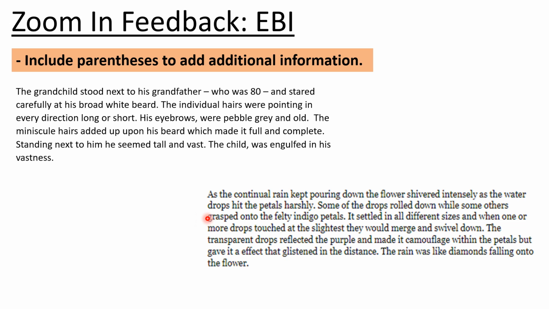It settled in all different sizes, and when one or more drops touched the slightest, they would merge and swivel down. The transparent drops reflected the purple and made it camouflage within the petals, but gave it an effect that glistened in the distance. The rain was like diamonds falling onto the flower.